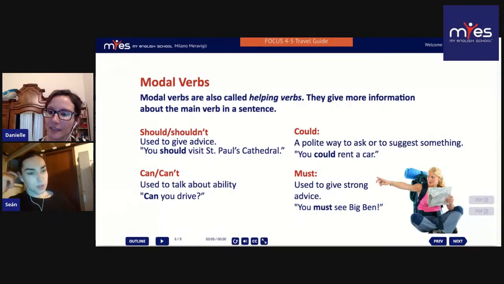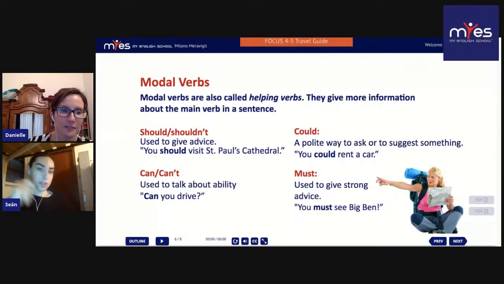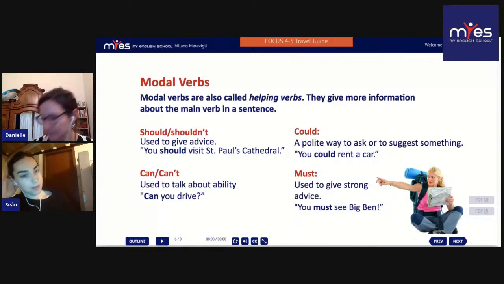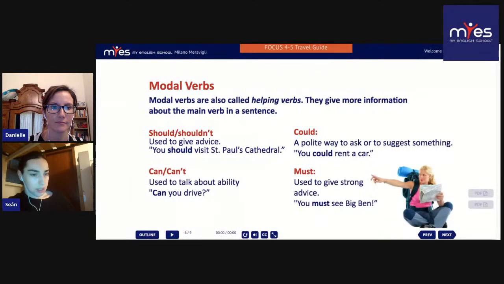Yes. So those verbs that we were looking at are modal verbs. So should and must, etc., are modal verbs. They are also called helping verbs. They give more information about the main verb in the sentence. So like I said, they come with a main verb and they give more information about the main verb. So for example, should is used to give advice. So you should visit St. Paul's Cathedral. So you visit St. Paul's Cathedral. This is a statement.